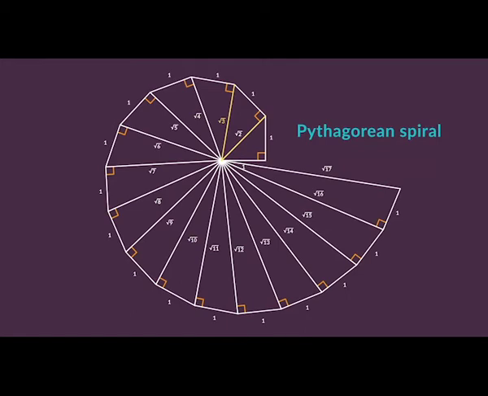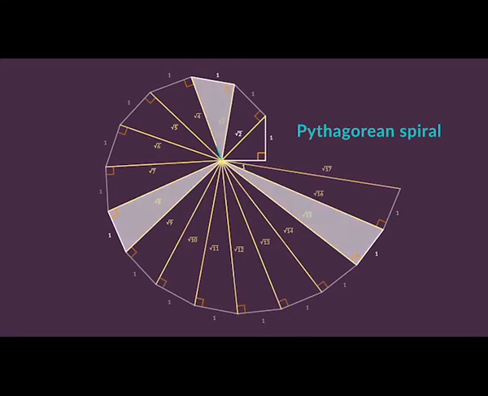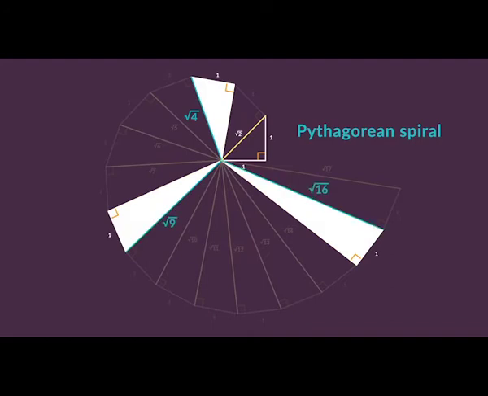The square root of any whole number that is not a perfect square is an irrational number, so many of these lengths are irrational. The exceptions, of course, are the roots of perfect squares such as 4, 9, and 16.